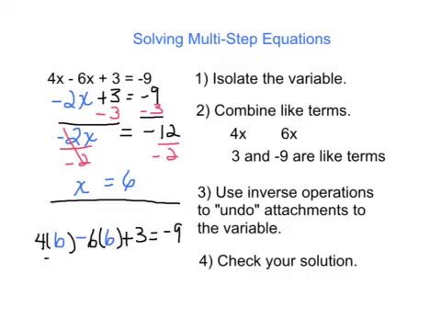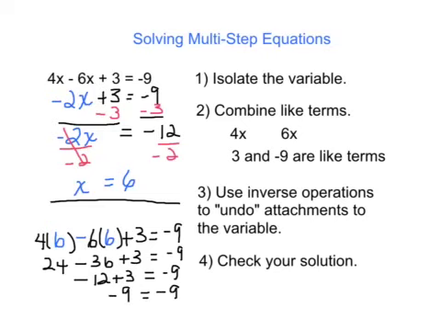Well, 4 times 6 is 24, minus 6 times 6 is 36, plus 3. Is that equal to a negative 9? 24 minus 36 gives me a negative 12, plus 3. Is that a negative 9? A negative 12 plus 3 is a negative 9, which is equal to a negative 9. My solution checks. Therefore, I know I have solved the problem correctly.